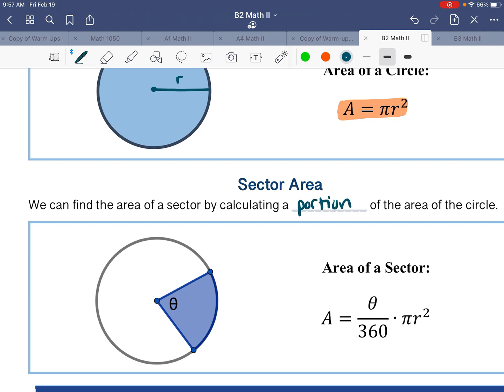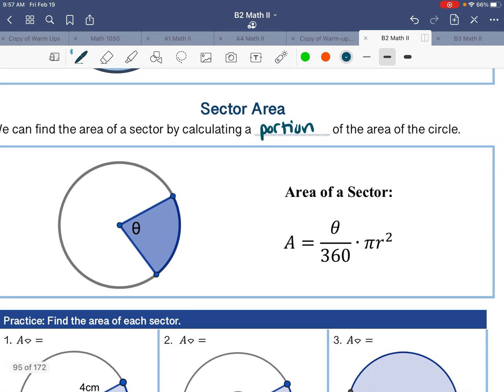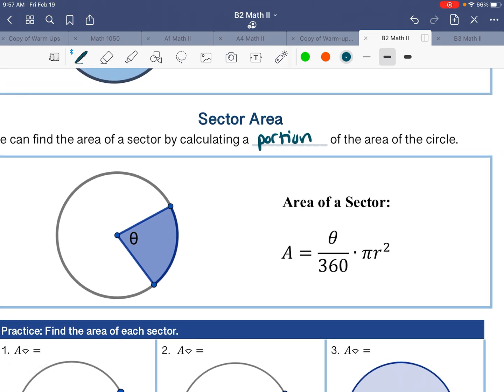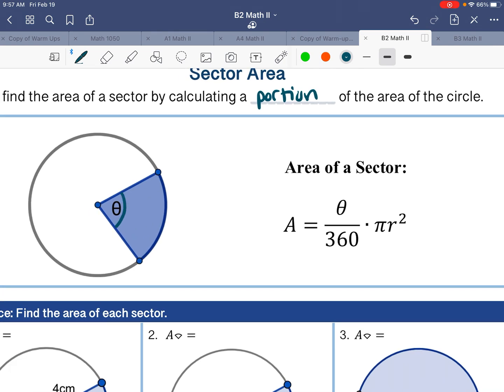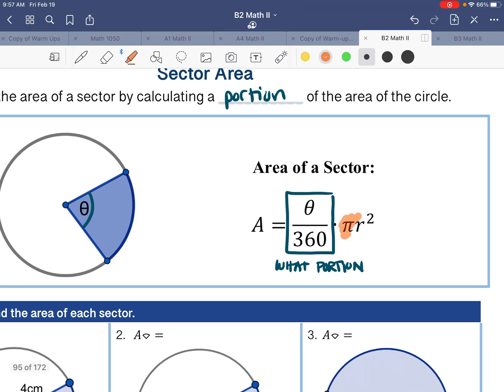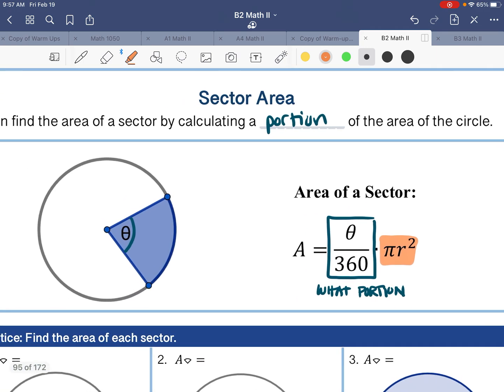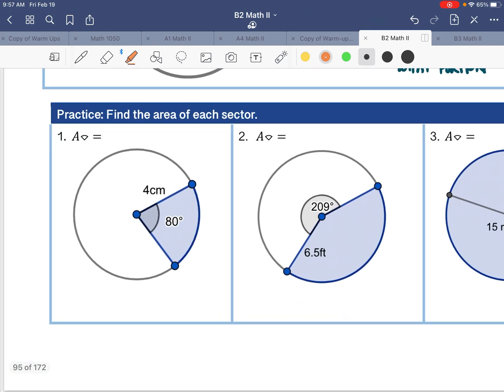To find sector area, we just find a portion of this full circle's area. So remember that a whole circle is 360 degrees. So if we're finding only part of a circle's area, we just need a fraction that has the degree measurement of the central angle there. So we find a fraction, what portion of the circle we're looking for, and this is just the area formula. So you just multiply that fraction that you've created with the area of the whole circle, and then you get just that portion. So let's practice this really quickly.